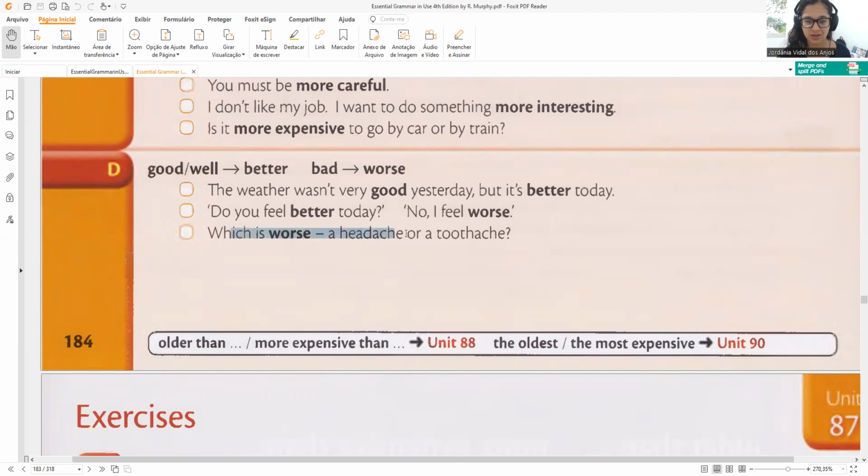Which is worse, a headache or a toothache? What do you think? I don't know. I think a toothache is worse.